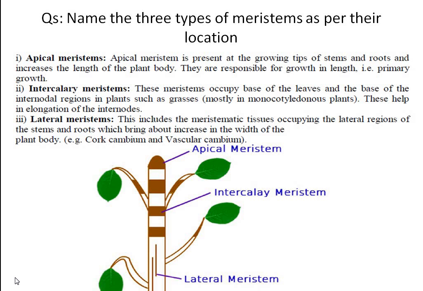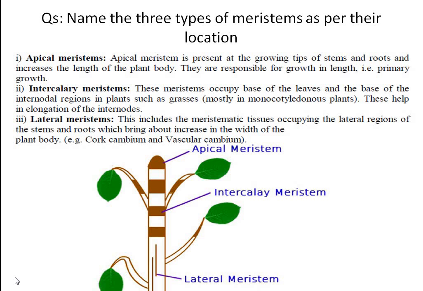The stem and the root are growing continuously in a plant. Plant growth is continuous. It is not limited. The tips of the plant are growing continuously. The root tip and shoot tip contain apical meristems to help this growth. They help in the increase in the length of the plant body, and they are responsible for growth in length. That is called primary growth.